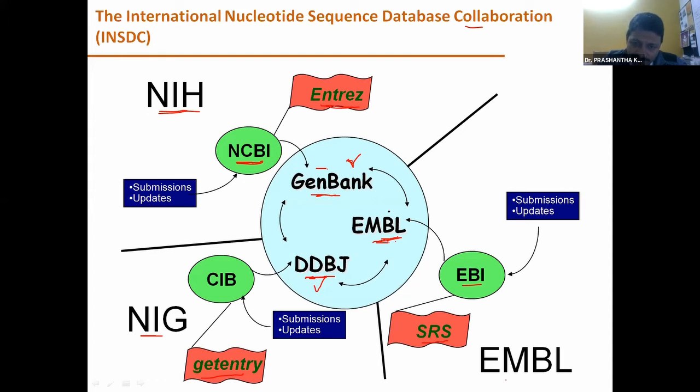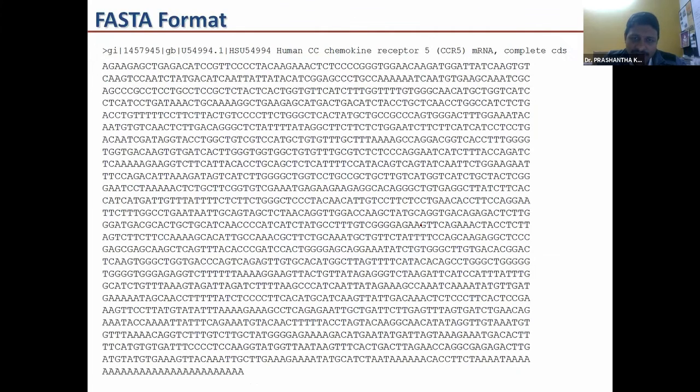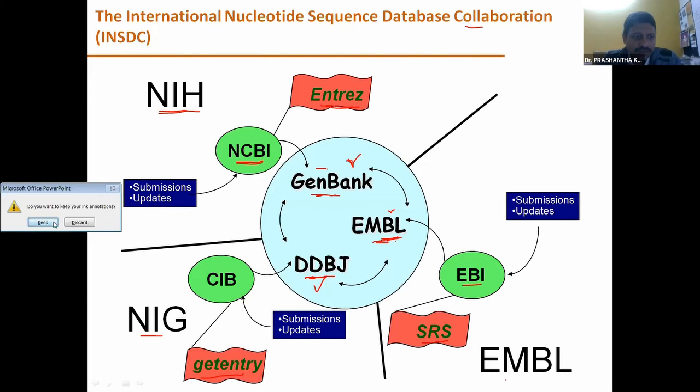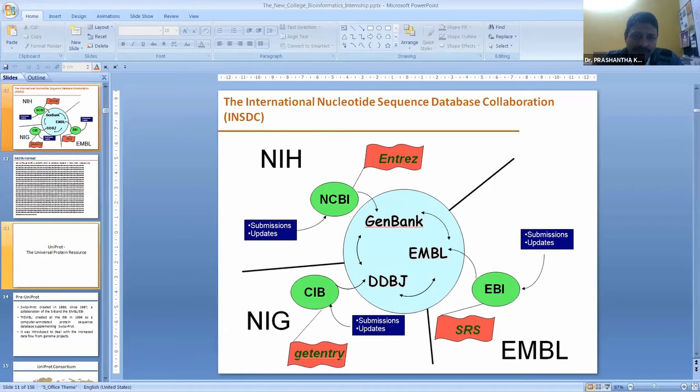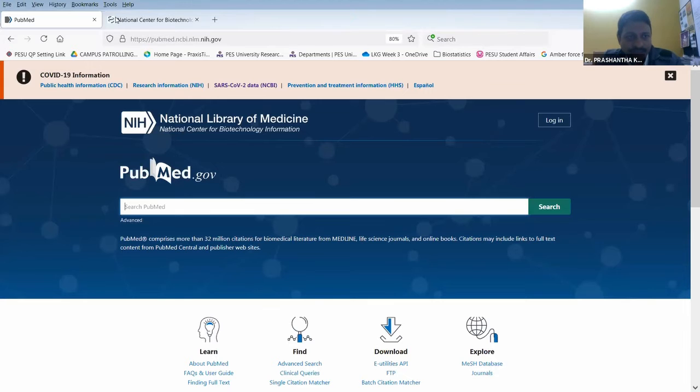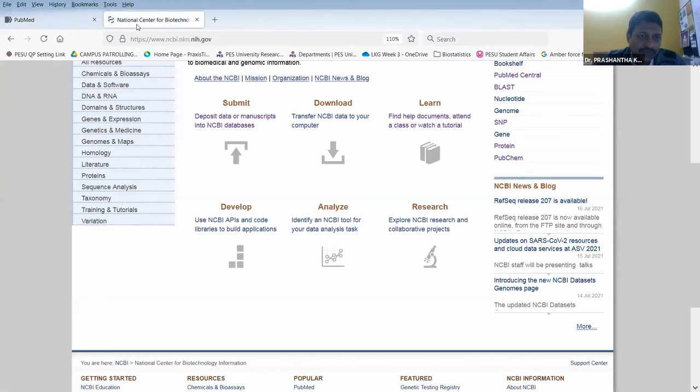EMBL has built some specific tools. GenBank has made some specific tools. DDBJ has also made some specific tools. So keeping this in mind, with this particular background, I just thought of starting with the NCBI.